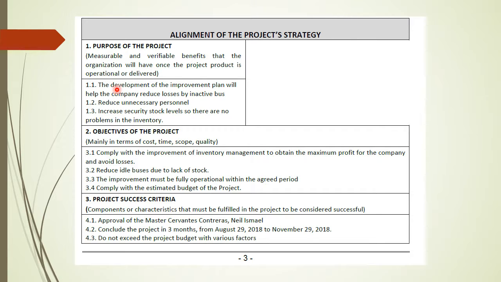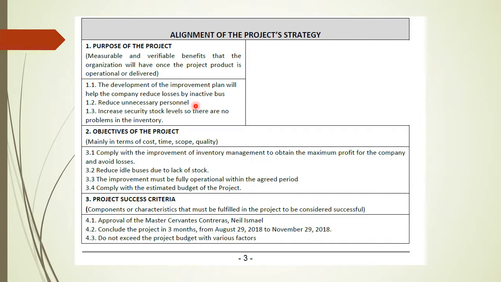So first of all, we'll do a development of the improvement plan. It will help the company reduce losses from inactive buses. There are a lot of inactive buses here because the people in charge of this group think that maintenance on a bus is going to increase cost, and it does, but in the long term, if the bus is inactive, you will not earn any profit at all. So it's kind of a good point of view.